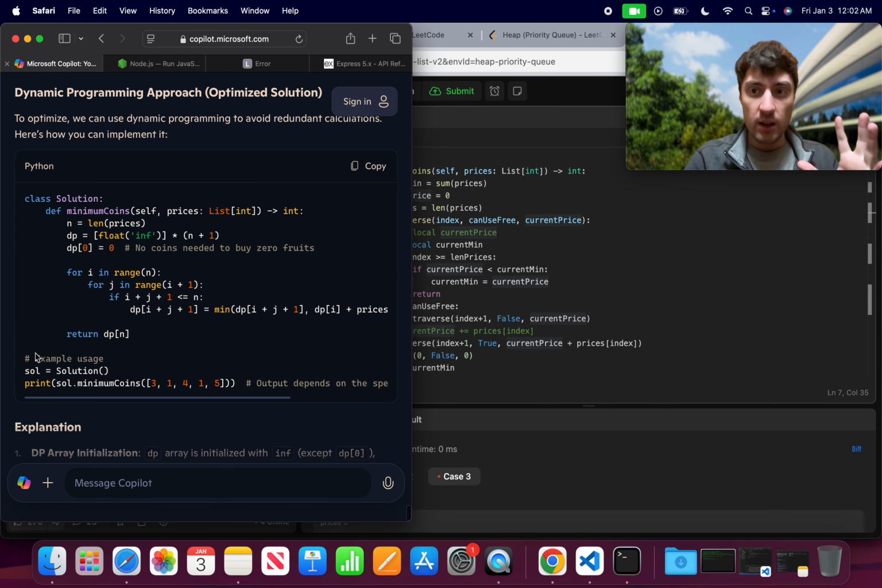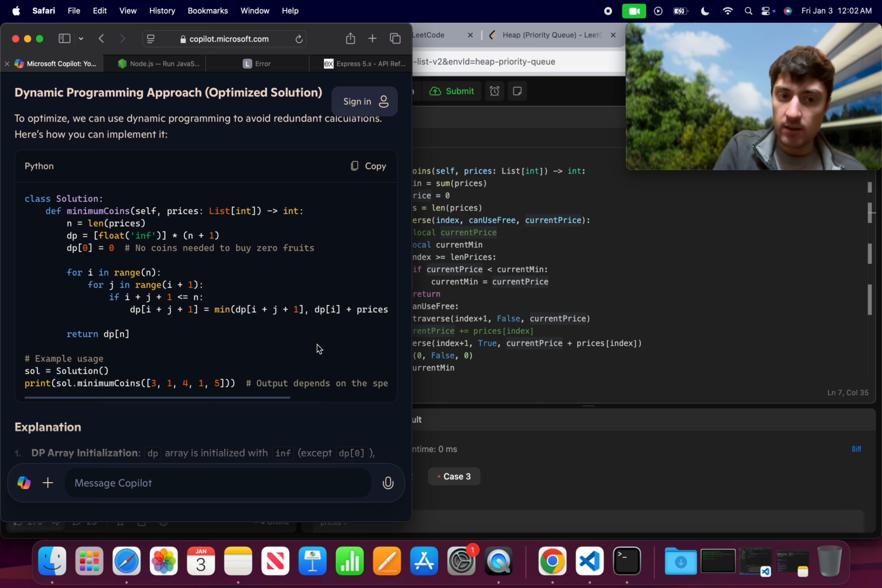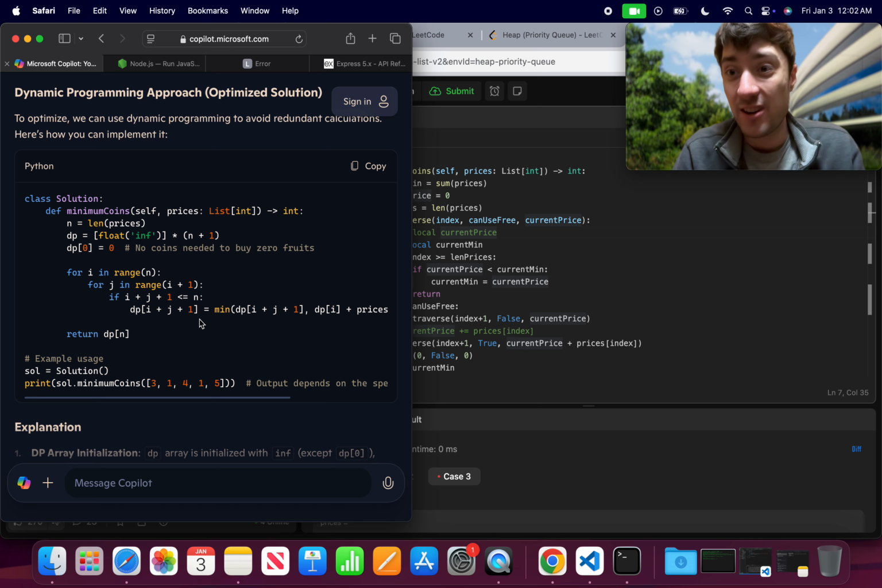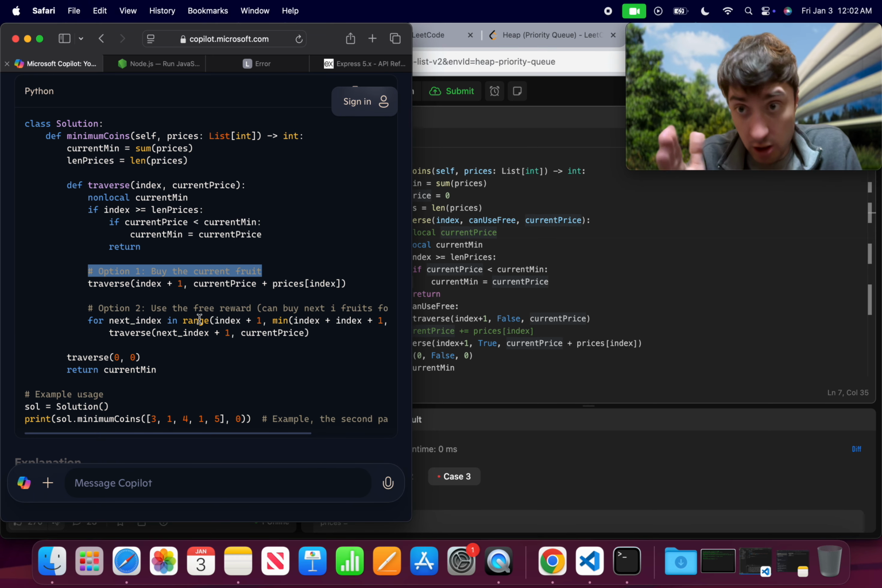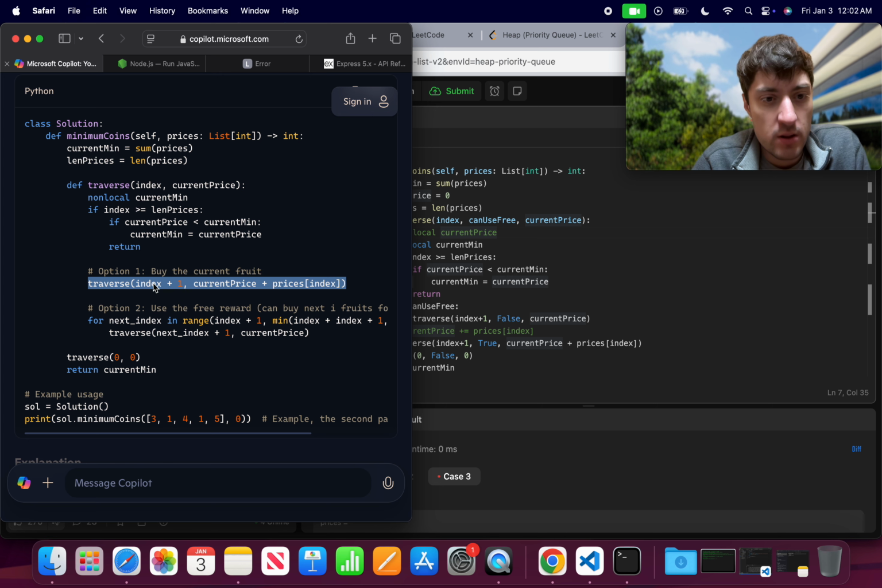This one is, well, when I get there, right? Like when I get to the point where I study dynamic programming, okay, well then, yeah, I need to be able to implement this, but I haven't got there yet, right? So let's focus on our target here. So buy the current fruit. So I buy the current fruit, index plus 1, and then current price plus the price of that index. Yes, that's what I did here.